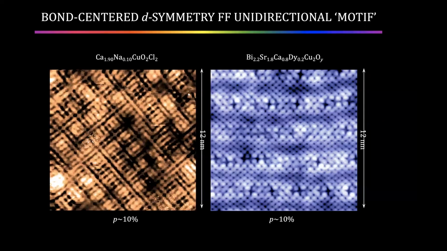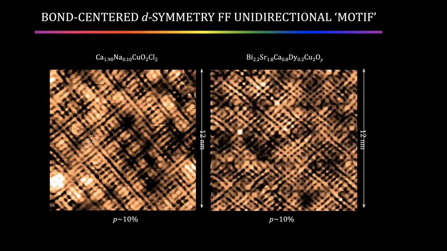If we zoom into a small field of view, 100 angstroms, you see them very nicely. They're bond centered. That means this is a line of oxygen atoms. This is a line of oxygen atoms. This is a line of oxygen atoms. They're unidirectional. This is 4 unit cells. This is 8 unit cells. So this is oxychloride. This is BISCO. Same thing. 4 unit cells, 8 unit cells, bond center, same pattern. So there's some fundamental phenomenon which gets repeated in different cuprates at the same carrier density as shown here.